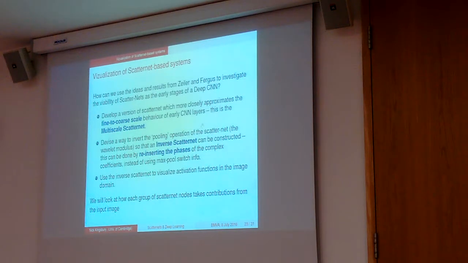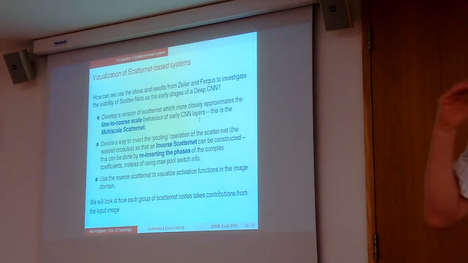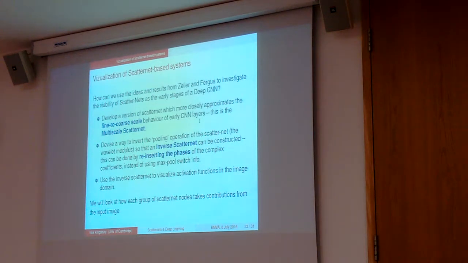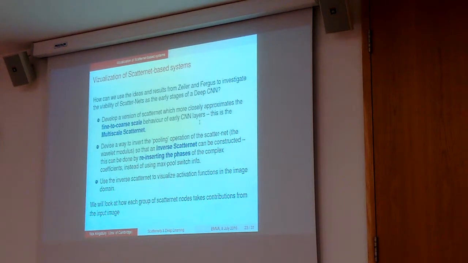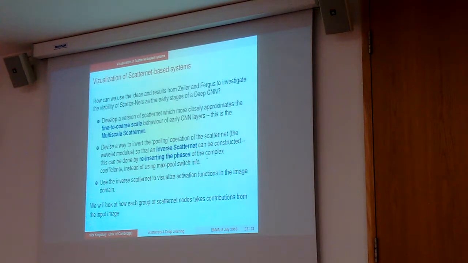Visualization of a Scatternet system. Well, we've developed this multi-scale one, which is what I've just been showing you. The key thing here is that rather than storing the switches of your max operator in order to invert the pooling operation, when we invert the magnitude or modulus operation for the complex wavelets, all we have to do is reinsert the phase that was ignored by the modulus. So as long as we store the phases from the forward pass, we can pop those back in and actually recreate the signal that created that. That is a much nicer thing to do, and it loses much less information when you go back.